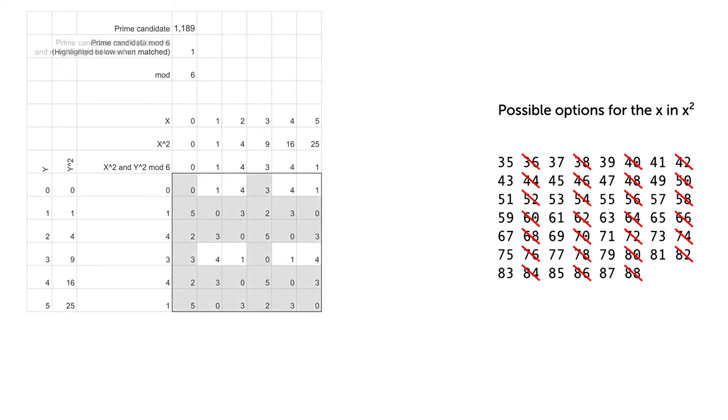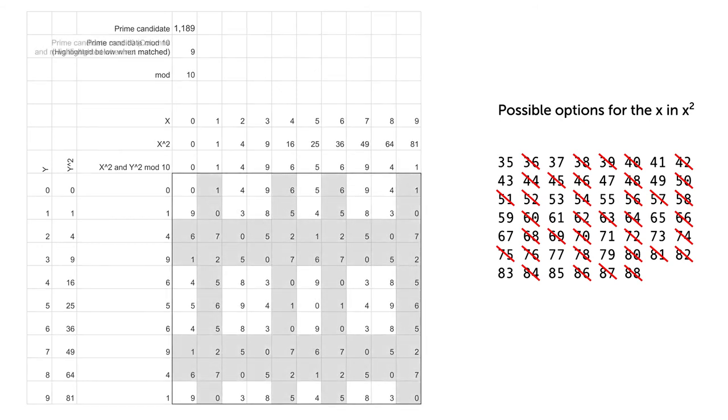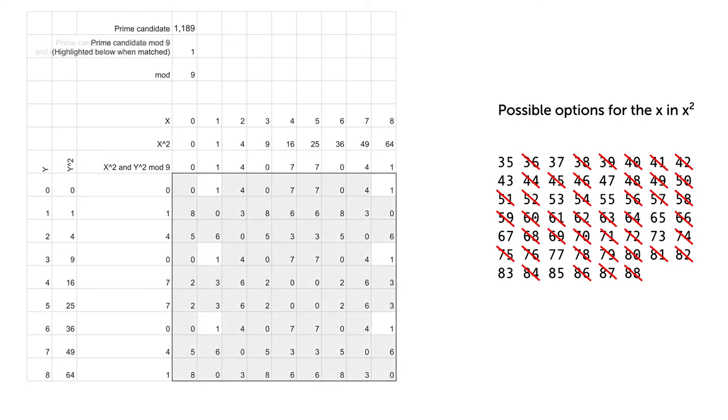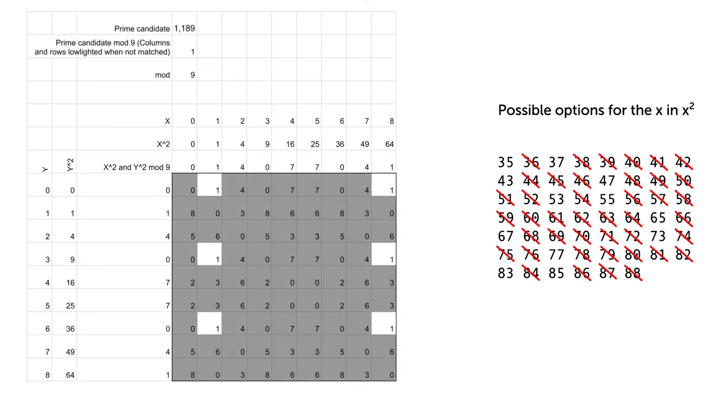The prime candidate leaves a remainder of 1 when you divide by 6, which means that x is not divisible by 3. That gives us 18 possible square numbers for x squared. Incidentally, it also means that y is evenly divisible by 3. The prime candidate leaves a remainder of 9 when you divide by 10, which means that x does not end in 1 or 9. That gives us 12 possible square numbers for x squared. The prime candidate leaves a remainder of 1 when you divide by 9, which means that x is either a 1 mod 9 number or an 8 mod 9 number. That gives us 8 possible square numbers for x squared.